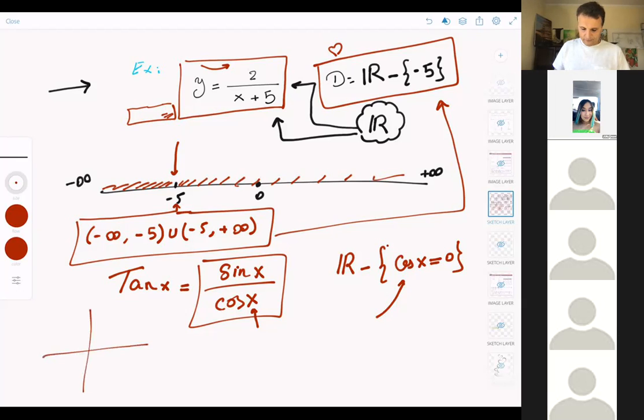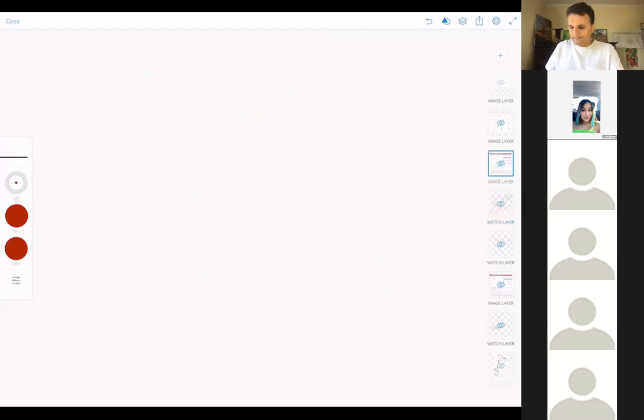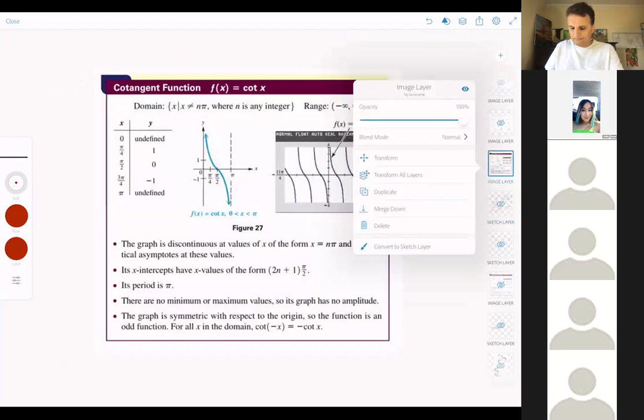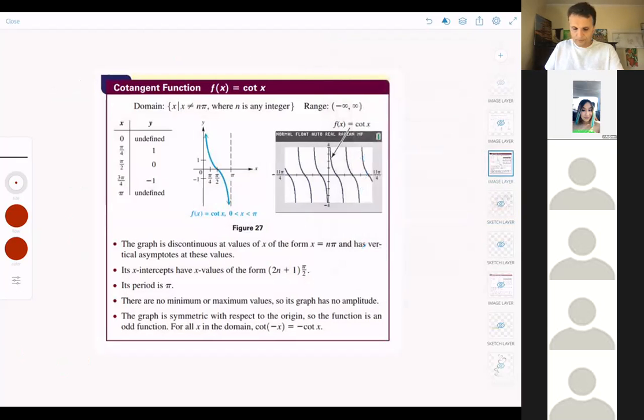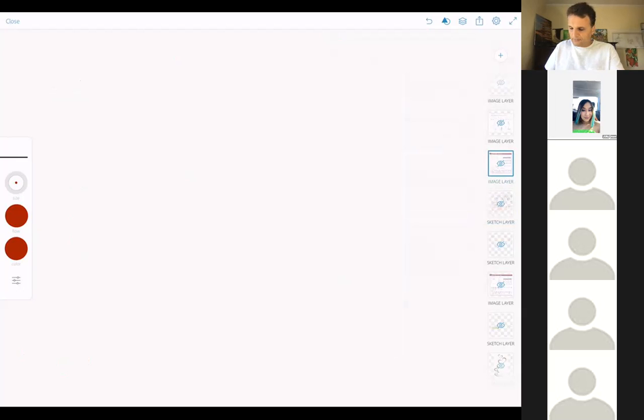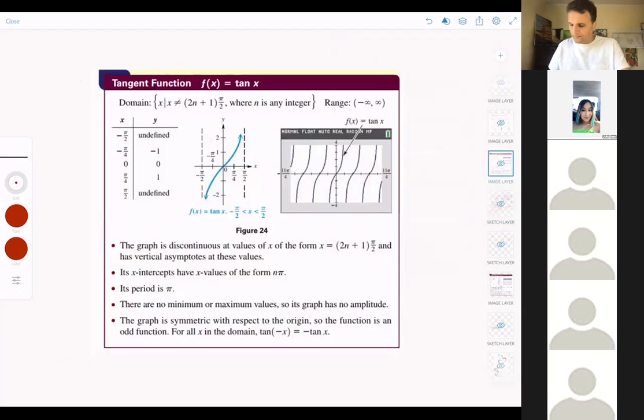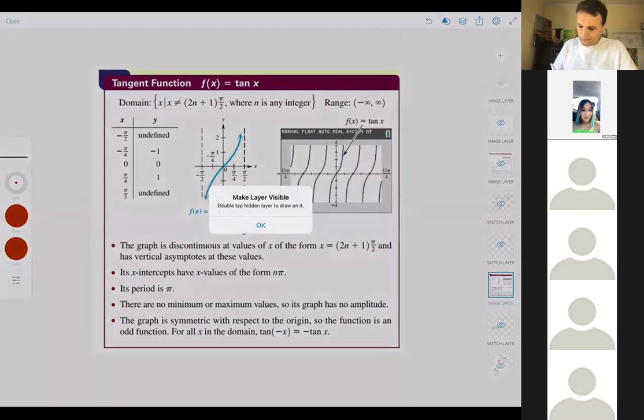If you say graph of cosine, all those things should be out. We need to list it. To make this story short, we just follow this guy. This is cotangent, we are here, tangent. So the range is negative infinity to positive infinity.